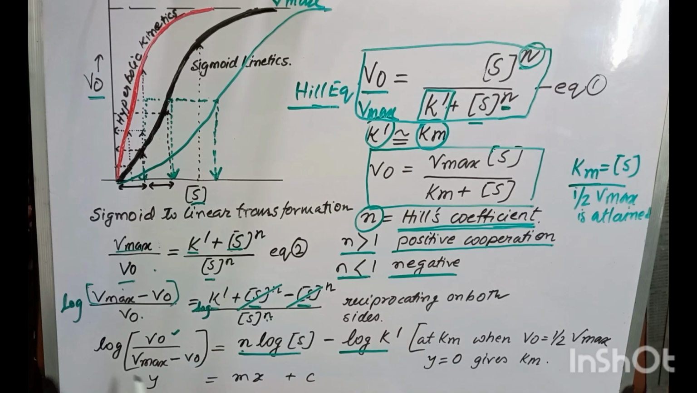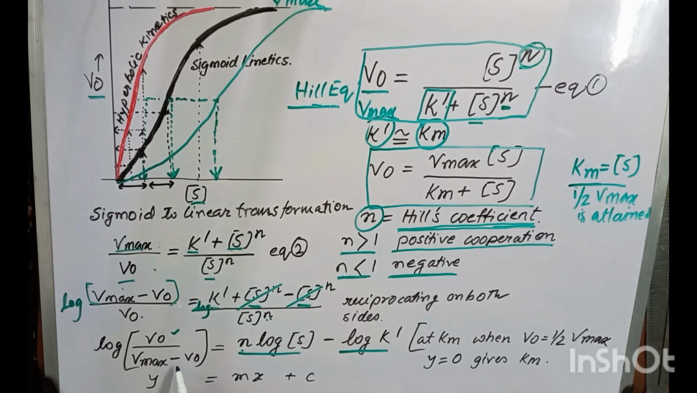So this equation becomes an equation of a straight line, where log V0 by Vmax minus V0 is y, equal to n log s minus log k prime. Like y equal to mx plus c, n becomes the slope of the reaction, log s is the x of the reaction, and minus log k is the c of the reaction. This is transforming the sigmoid kinetics to a straight line.